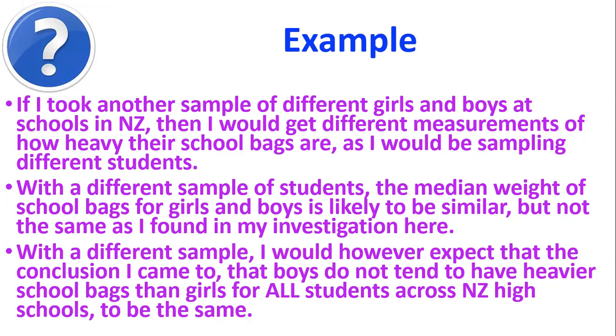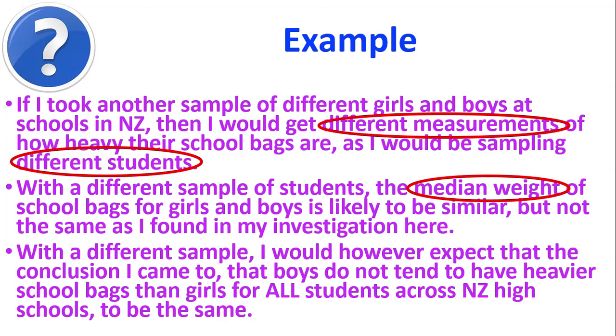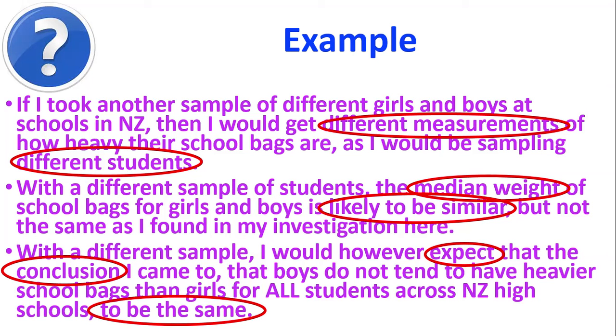Okay, so here's an example of how I'd write that out. If I took another sample of different girls and boys, then I'm going to get different measurements of the weight of the school bags, because you're sampling different kids. You're measuring the weights of bags for different students. But with that sample, the median is likely to be similar. It's not likely to be exactly the same, but it is likely to be around about the same middle point value. Then with a different sample, I'm going to expect that my conclusion is going to stay the same.